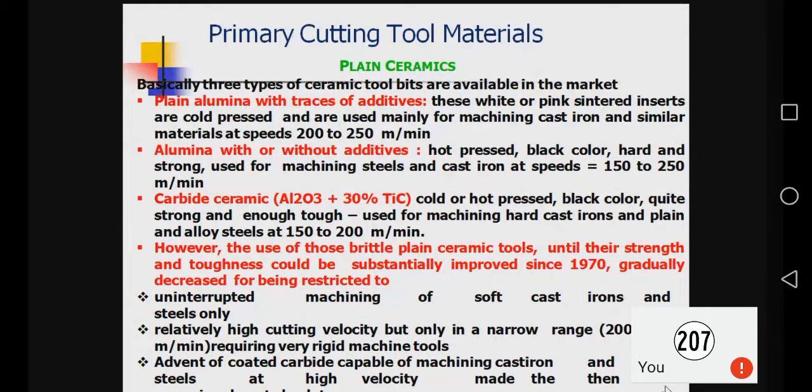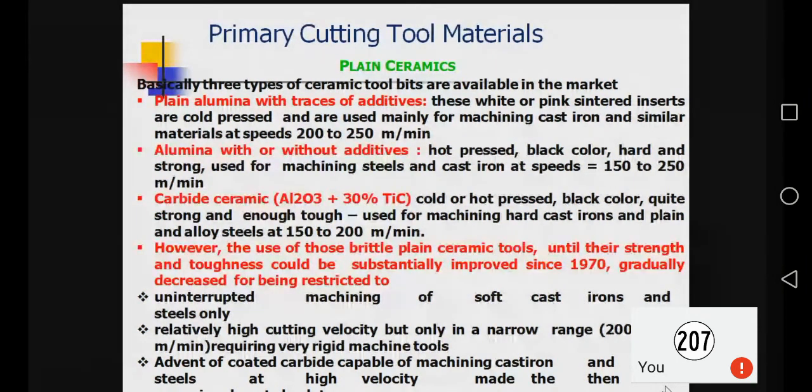Aluminium with or without the additives, they are hot pressed, black in color, harder, strong, and used for machining of steel and cast iron, and the cutting speed is 150 to 250 meter per minute. Again, carbide ceramics are a mixture of aluminium plus 30% titanium carbide. They are cold and hot pressed, black in color, having good strength, used for machining cast iron and plain alloy steel at a speed of 150 to 200 meter per minute.